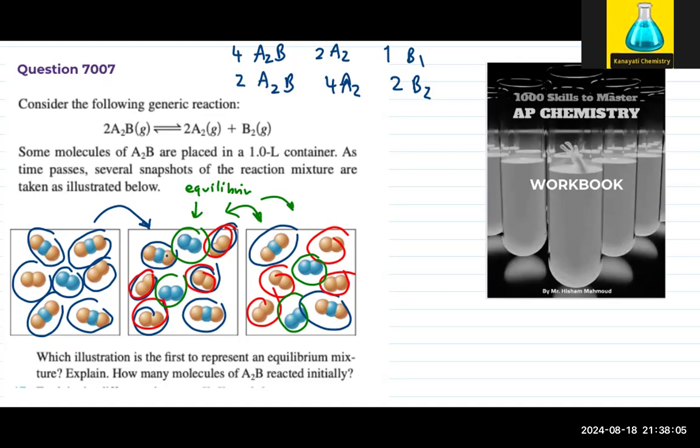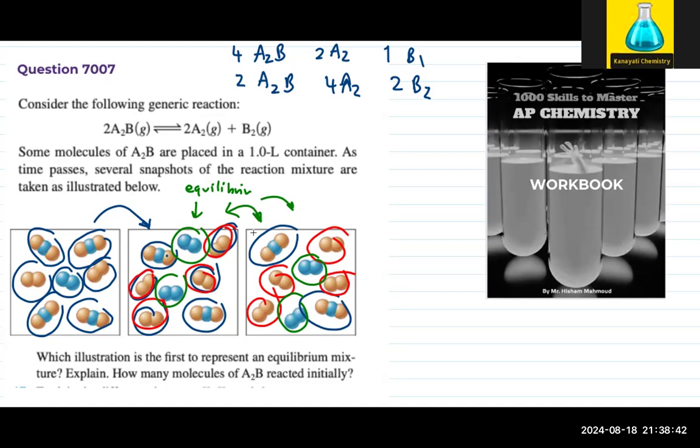So the reaction initially contained only A2P. So it only contained A2P from the first diagram. 2 A2 molecules and 1 P2 is present along with the 4 of A2P molecules. From the balanced reaction, there are 2 A2 molecules and 1 P2 molecule formed when 2 A2P molecules decompose. Therefore, the initial number of A2P molecules present is equal to 4 plus 2 equal to 6 molecules of A2P.